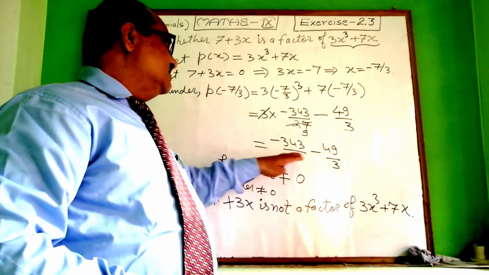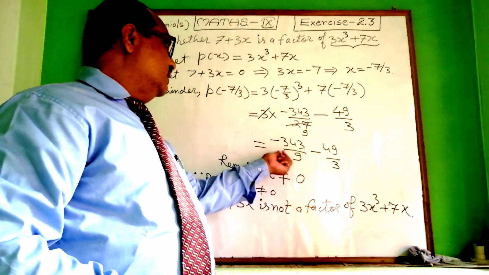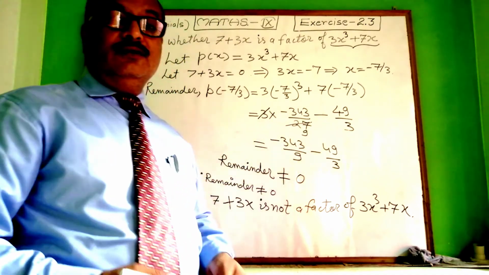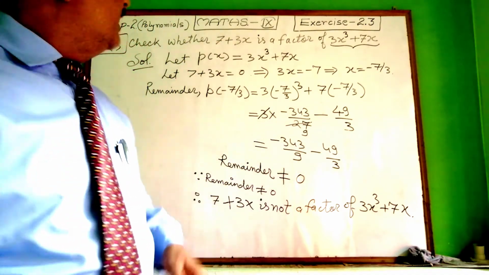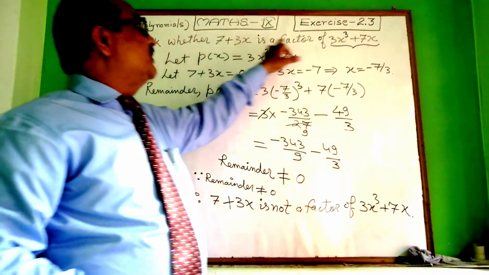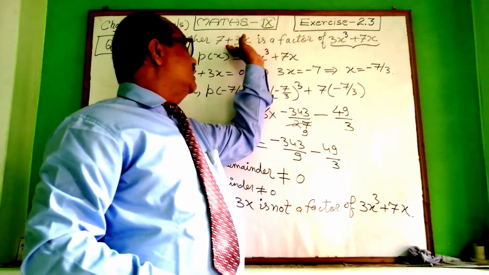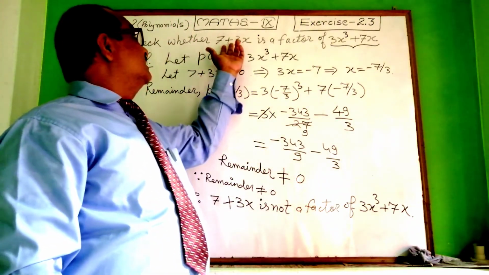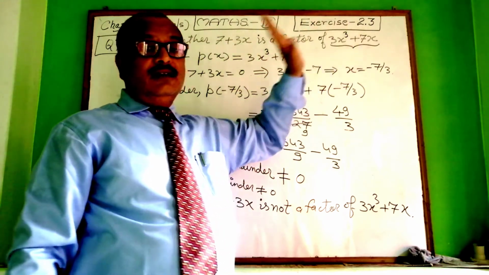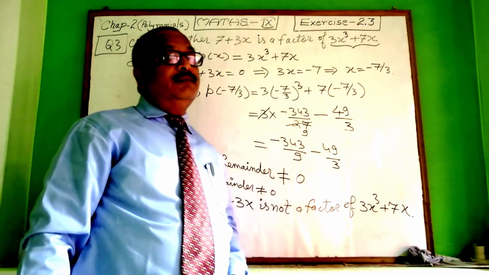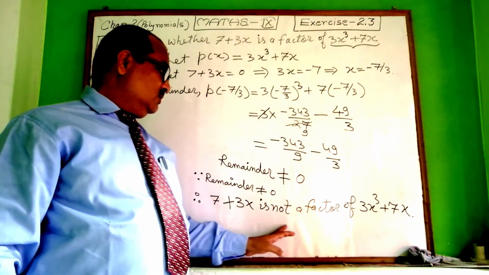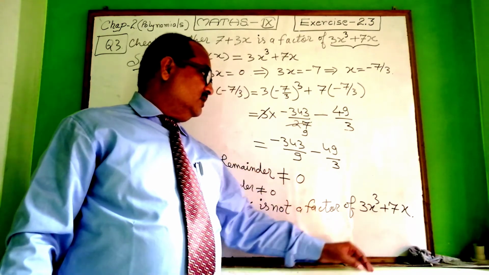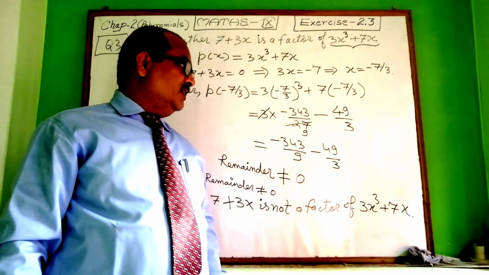It is common sense, both are negative. So negatives will be added, you will get a negative number, it will never be 0. When you say any polynomial is a factor of another one, when you are dividing and the remainder is coming 0, then you can say it is a factor of the given one. But in this case the remainder is not coming 0, so your answer will be no. 7 plus 3x is not a factor of 3x cube plus 7x.